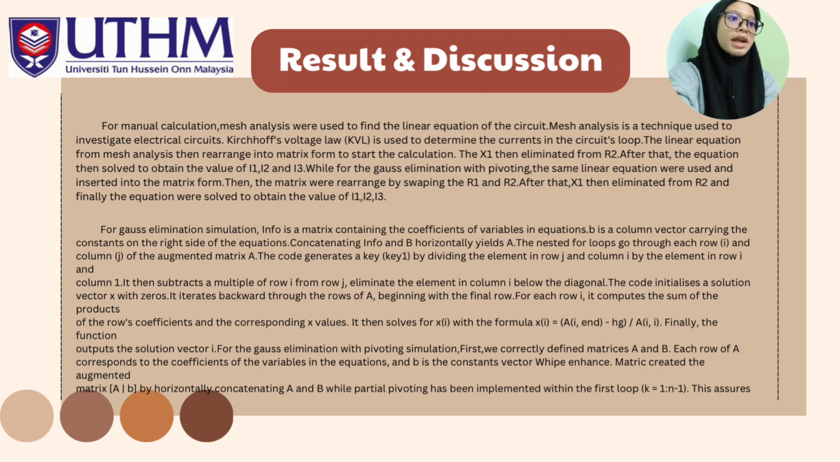This ensures that the pivot element is the largest element in the column, preventing division by very small values, which can cause numerical instability. Gaussian elimination was then implemented within the nested loop for i equals k plus 1, and this phase converts the matrix to an upper triangular form. Finally, after Gaussian elimination, we use back substitution to solve for x. Then, the value of x will be displayed in the window.